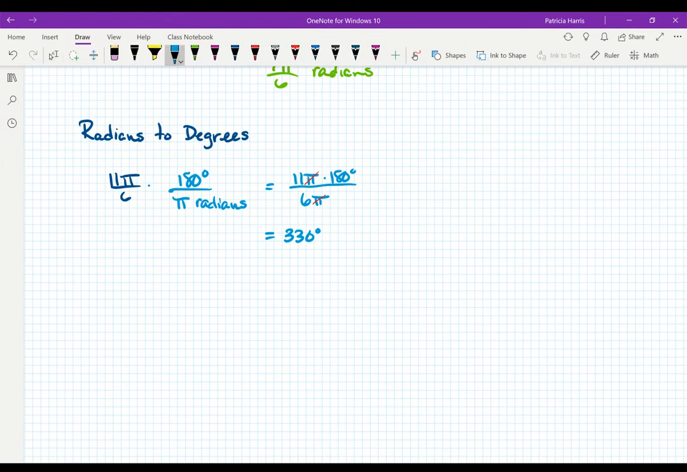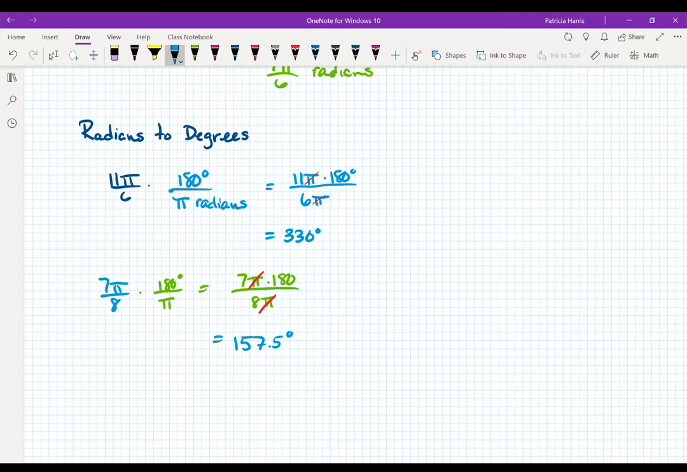All right, let's try one more. Let's try something a little bit odd. 7 pi over 8. Again, we want to convert that. So we're going to multiply by 180 over pi. Notice the pi is on the top and the bottom, so it can cancel. So multiply through. Your pi's cancel. Get out our calculator. And I get 157.5 degrees.